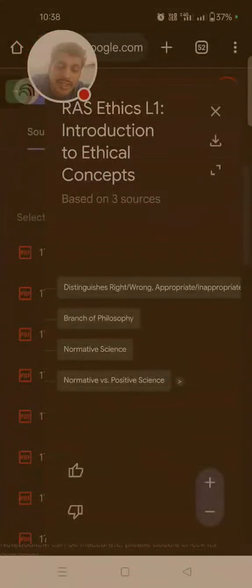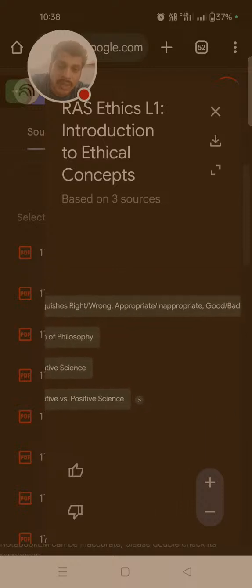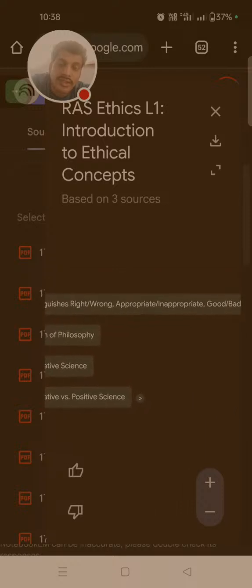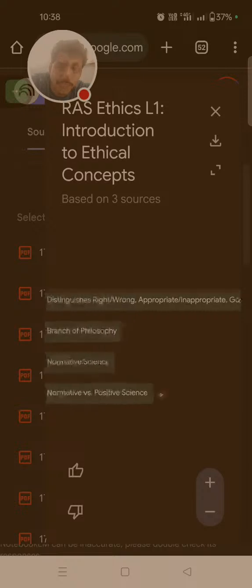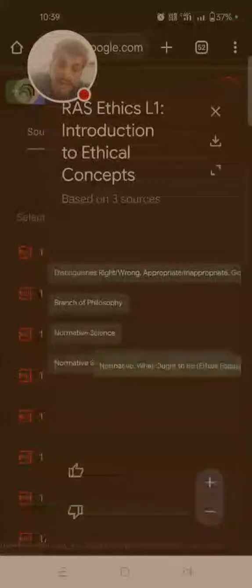Ethics helps us distinguish between right and wrong, appropriate and inappropriate, and good and bad. This distinguishing knowledge is given by ethics. So it is a branch of philosophy, and ethics is a normative science. And what is the difference between normative and positive science?